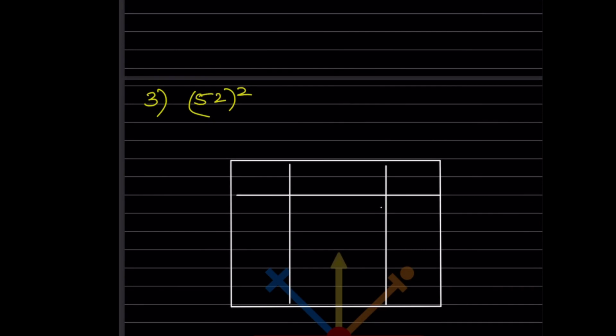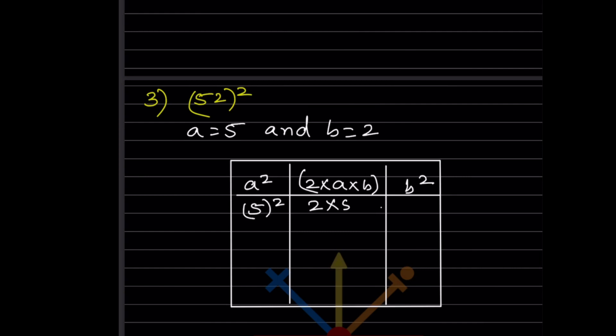So here A is 5 and B is 2. Again here you are going to use A square, 2 into A into B, and B square. So A square means you write 5 square. Here 2 into 5 into 2, and here you write 2 square. So this is going to be 25, this is going to be 20, and this is going to be 4.